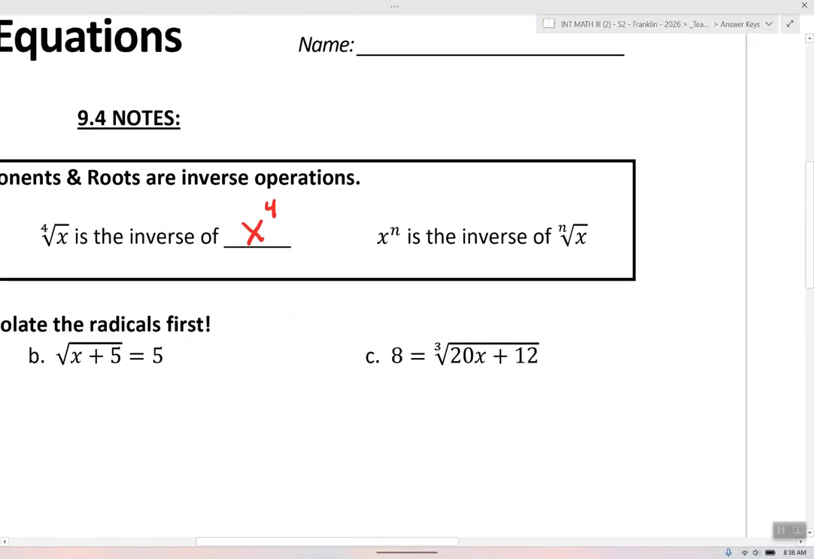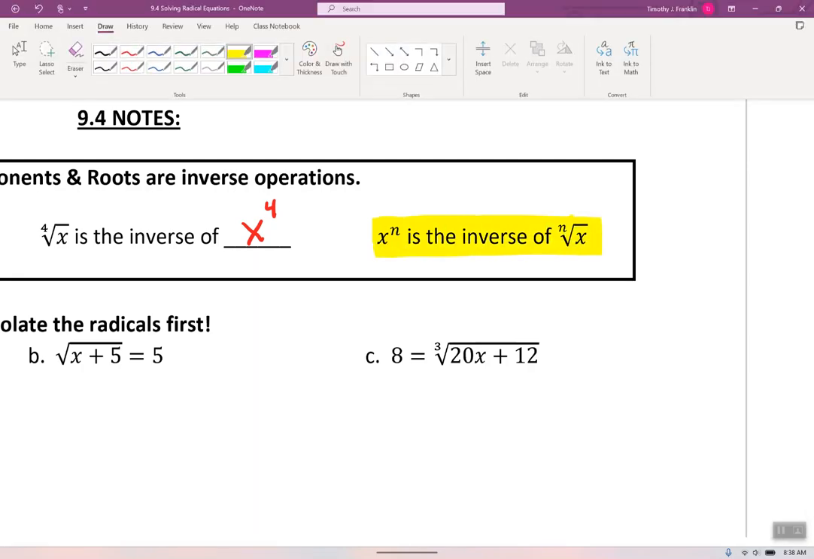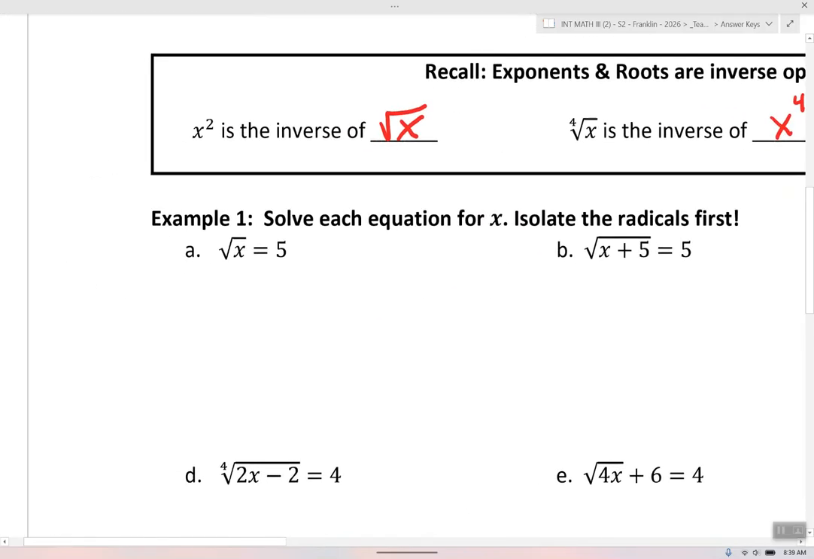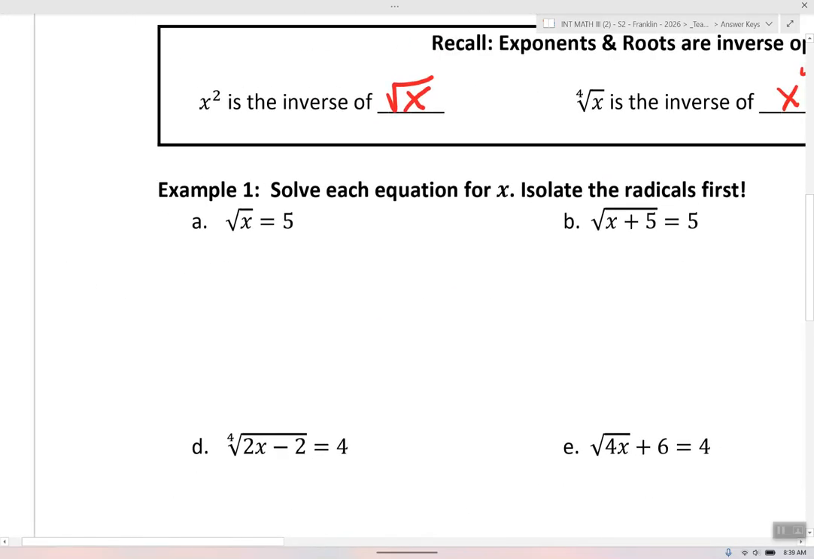And so you can make a general rule here, that x to the n is the inverse of the nth root of x. So this will help us as we solve our equations. When you solve an equation that has a radical symbol in it, first, if needed, you want to isolate that radical. You want to get that radical by itself. In some cases, like this first example, it will already be isolated, and so we can start using the inverse of it to solve. So here we have the square root of x equals 5.